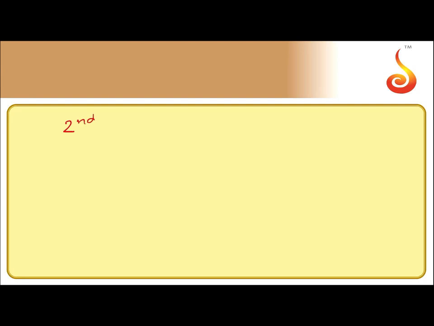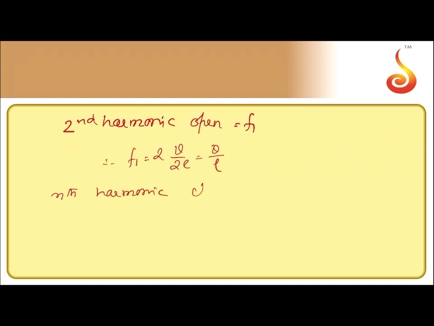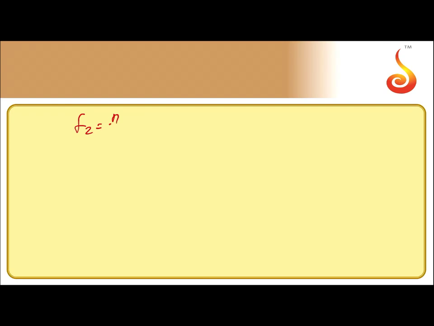Now, the second harmonic of the open pipe is F1. So F1 is equal to 2 times V by 2L, or V divided by L. The nth harmonic of the closed pipe is F2. That is, N times V by 4L is equal to F2. N is equal to 1, 3, 5, etc. Only odd harmonics are generated. So F2 is equal to N by 4 into V divided by L, that is F1. So F2 is equal to N by 4 times F1.